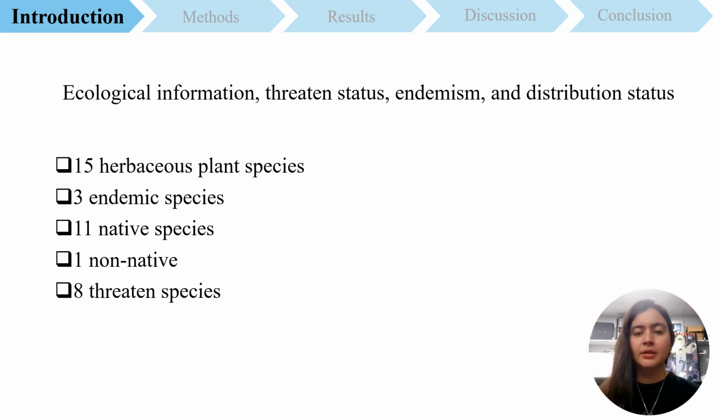The plant assemblage assessed is composed of 15 species that present different ecological attributes, and I'm highlighting 3 endemic species, 11 native species, 1 non-native species, and 8 species that are considered in some threatened category.